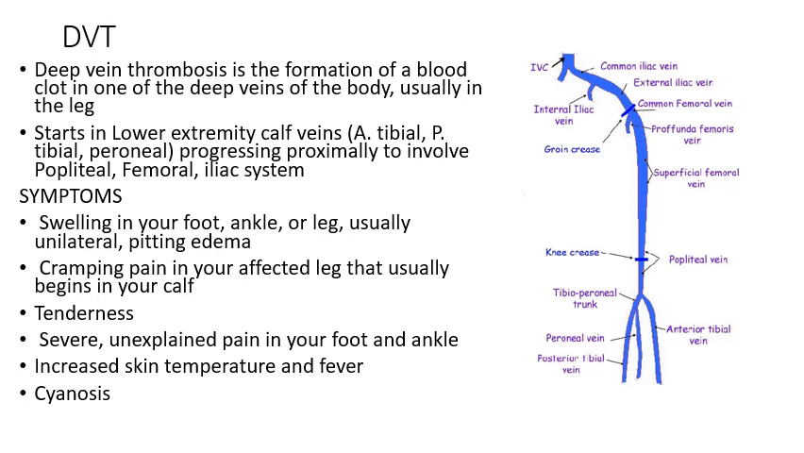The symptoms are swelling in your foot, ankle or leg, usually unilateral, and there is pitting edema. The edema or swelling pits on pressure. There is a cramping pain in the affected leg that usually begins in the calf region. There is tenderness, also severe unexplained pain in the foot and ankle. Then there is increased skin temperature and fever, and also cyanosis.